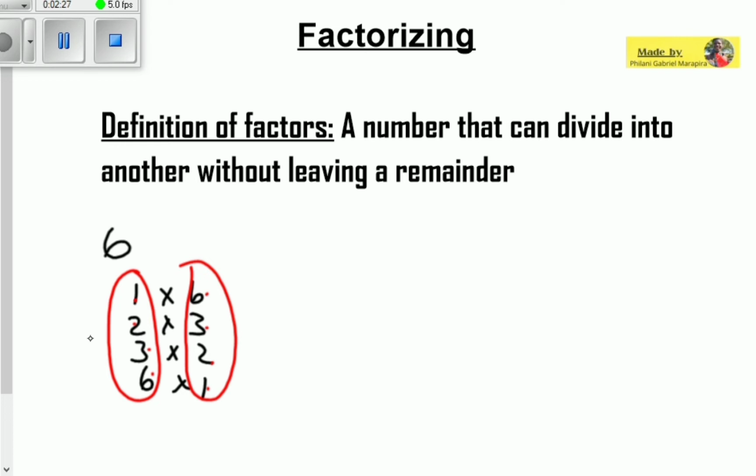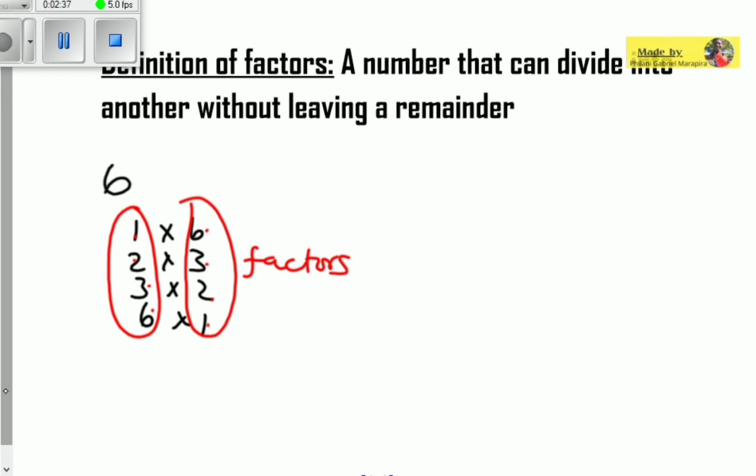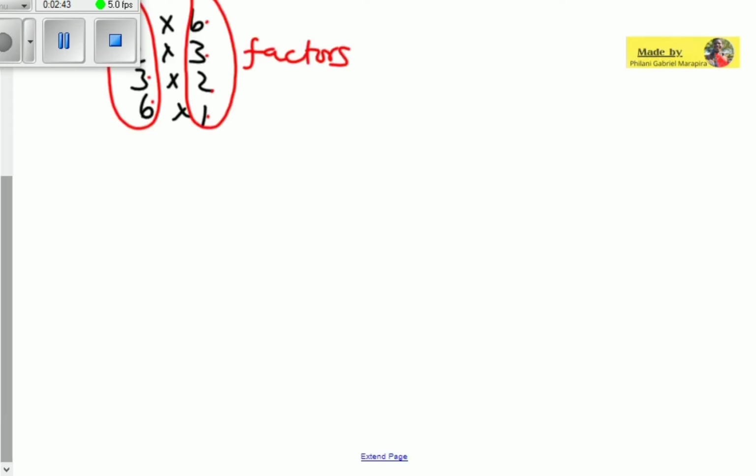So here are the factors. All of these are factors of 6, meaning that these are the numbers that can get into 6, or these are the numbers that can divide into 6 without leaving any remainder. Therefore, we have to factorize now. So we're learning how to factorize. It's just making something huge into one term. You're just simplifying it, kind of.